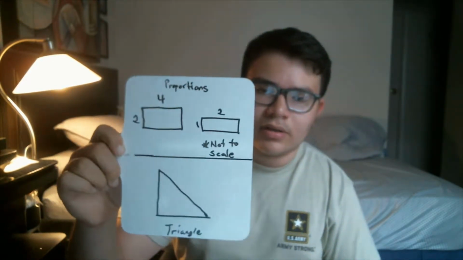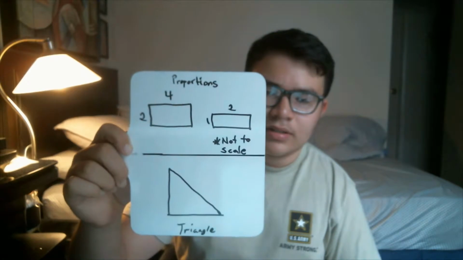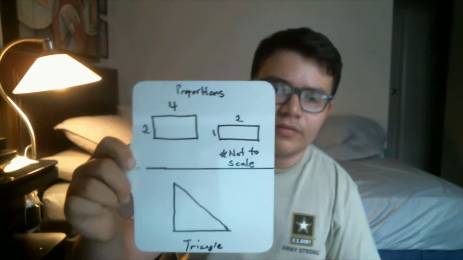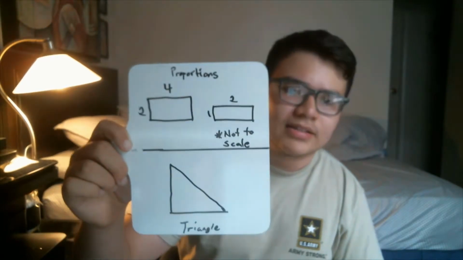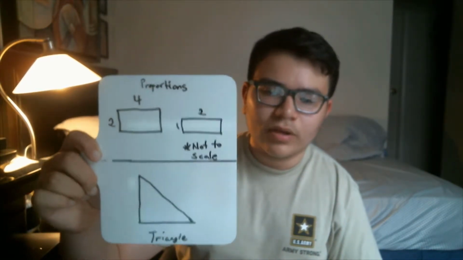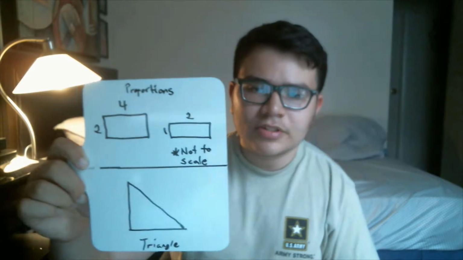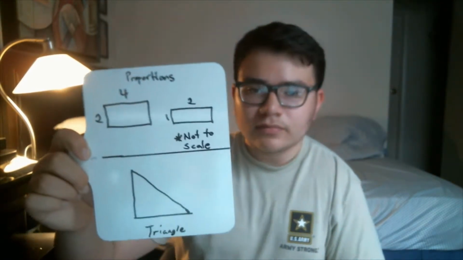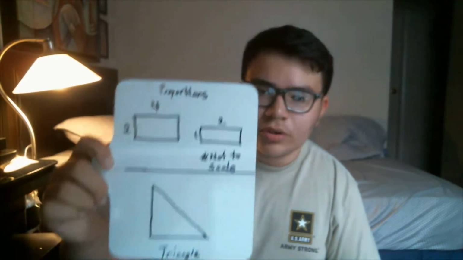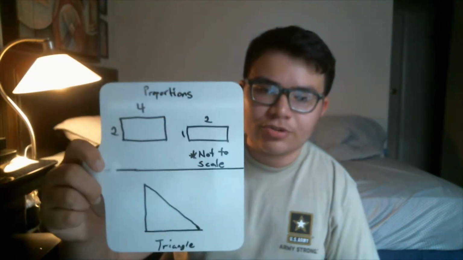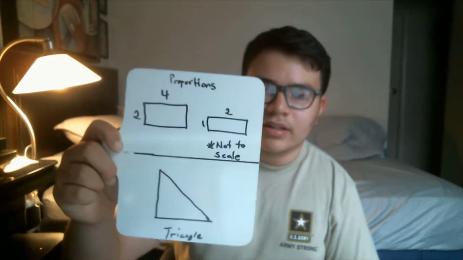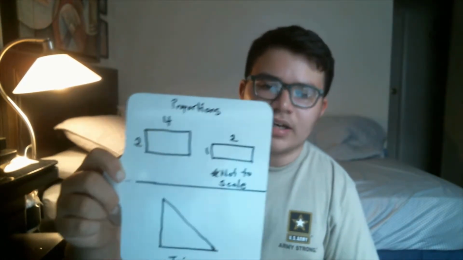Now, the rectangle to the left has a length of 4 and a width of 2, and the one on the right has a length of 2 and a width of 1. Now, these are not drawn to scale, of course, but these are just hypotheticals. Now, these are proportional, or have the same proportions, because one side is 2 times the length of the other, and opposite sides are congruent.